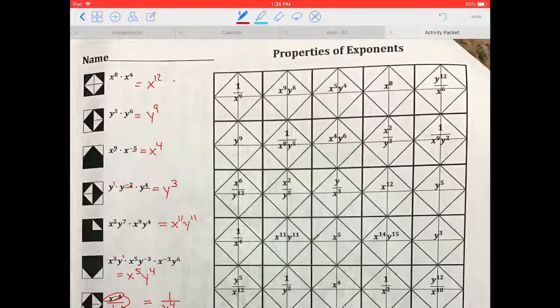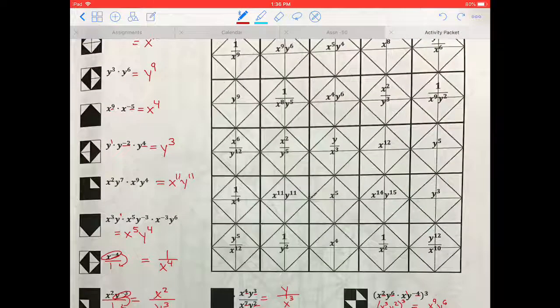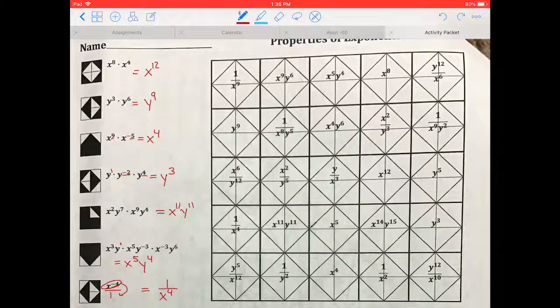So this first one up here, x to the 12th power. So I need to find it. Maybe if I have eyeballs, I can see. There it is. Okay. It's right here. So now I need to shade it so that it looks like this. So that means the 4 corners are shaded in.